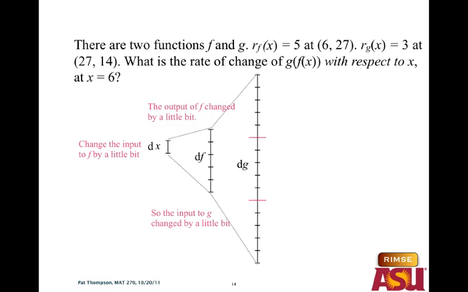We're applying dy equals m dx in succession, like we said. First the function f, which has a rate of change of 5, so every change in f will be 5 times the change in x. Now that change in f becomes a new change in x for function g, and every change in g will be 3 times that.